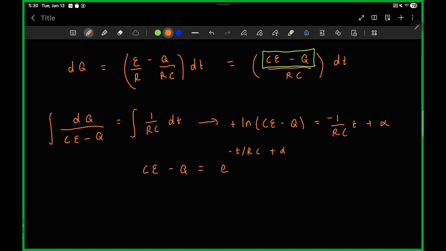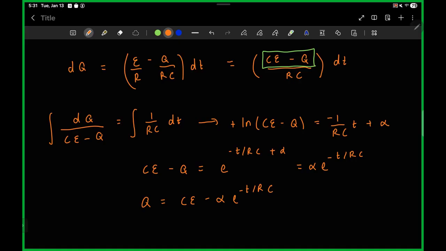Again, because alpha is an arbitrary constant, I can rewrite this as e to the minus t over RC times e to the alpha, using my properties of exponents. But then I can choose to rewrite e to the alpha as a new arbitrary constant, which I'll just rename alpha as well. Okay, so C epsilon minus Q is equal to alpha e to the minus t over RC. Therefore, Q is equal to C epsilon minus alpha e to the minus t over RC.